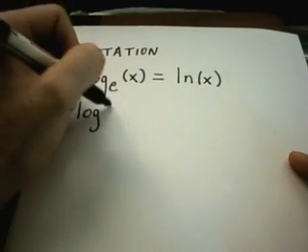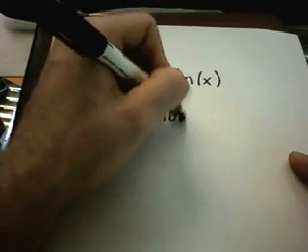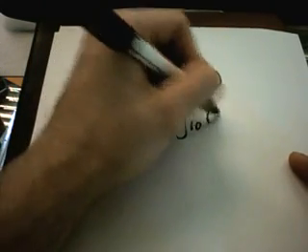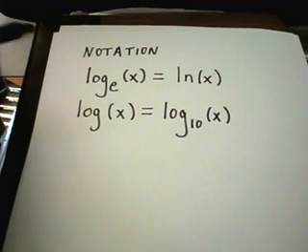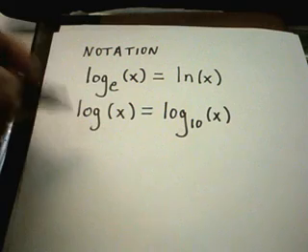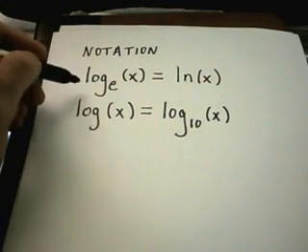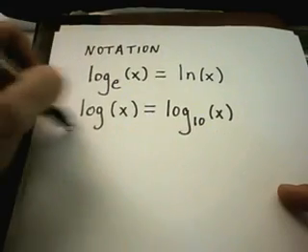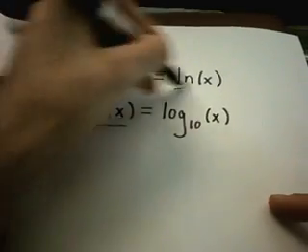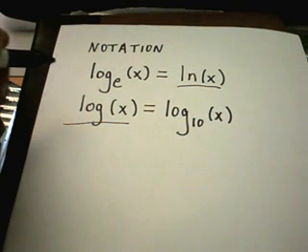Likewise, if somebody writes just log of x, it's understood that that means log base 10 of x. Okay, so just some notations. I guess I should put my log base 10 here, but whatever. So these are the ideas. So log of x is log base 10. ln of x means log base e of x. So just something to keep in the back of your mind when you're working with these things.